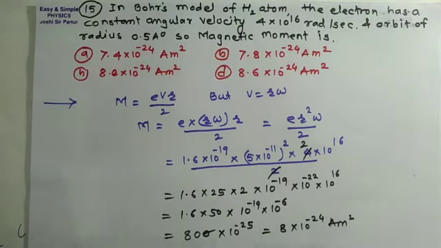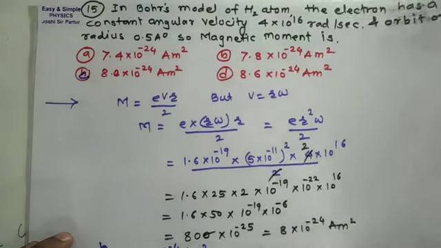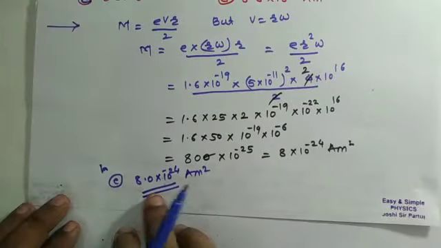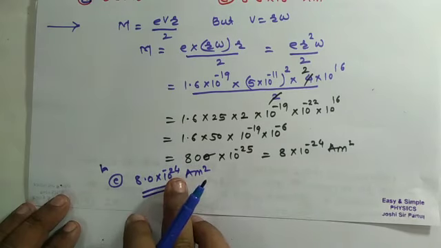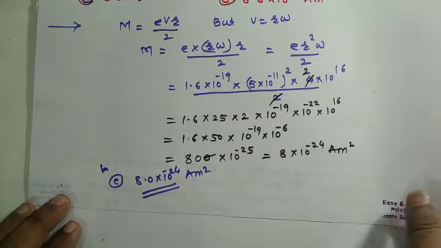So the answer will be option C, that is 8.0 × 10^-24 ampere meter square. The answer is 8.0 × 10^-24 ampere meter square.